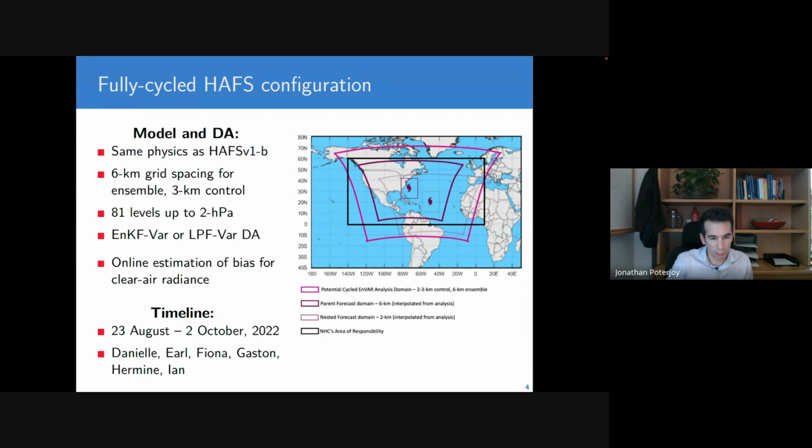And we're at the point now where we're about halfway through our experiment timeline, and so we're testing this over about a month past the spin-up period for the month of October 2022, and focusing on 6 storms that occurred during this period. And what I'm going to do is show some results for the first half, which focus on Danielle and Earl. We're partway through Fiona right now for our experiments.